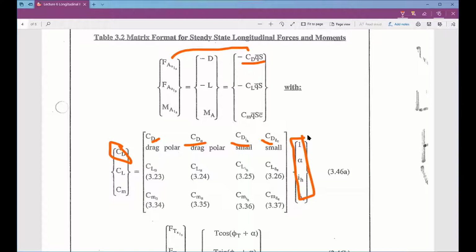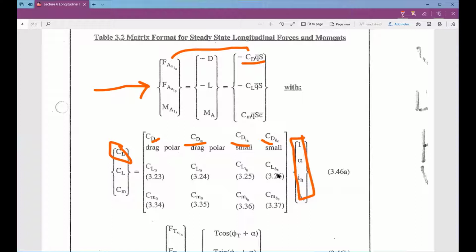And so the next entry that we're going to do is the lift. And it's going to be CL0, CL alpha, CLiH, CL delta E. And you can see by the way that things are subscripted that it's easy to remember and see what multiplies what, right? If you write this out, CL subscript alpha, you know that's going to multiply alpha. So that helps you keep track.